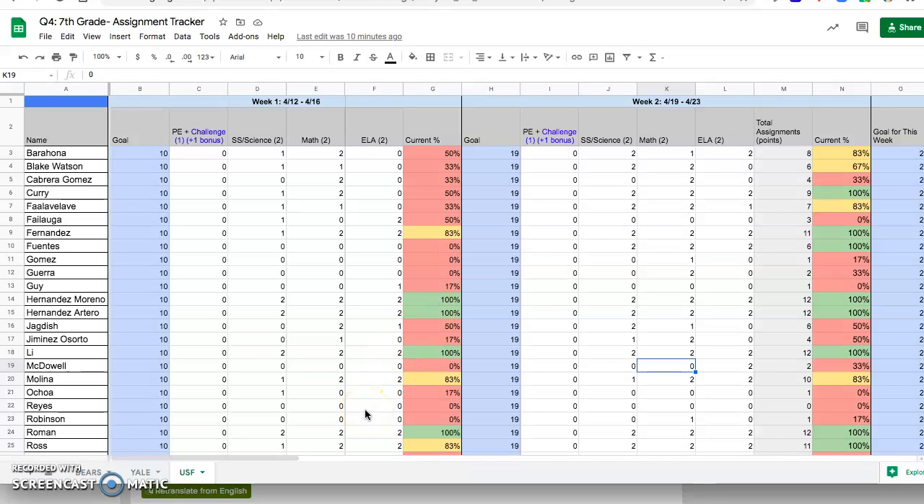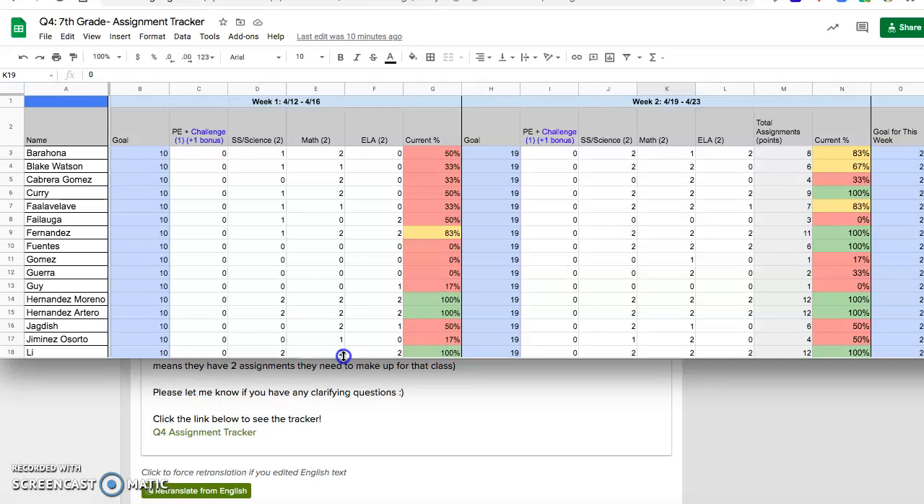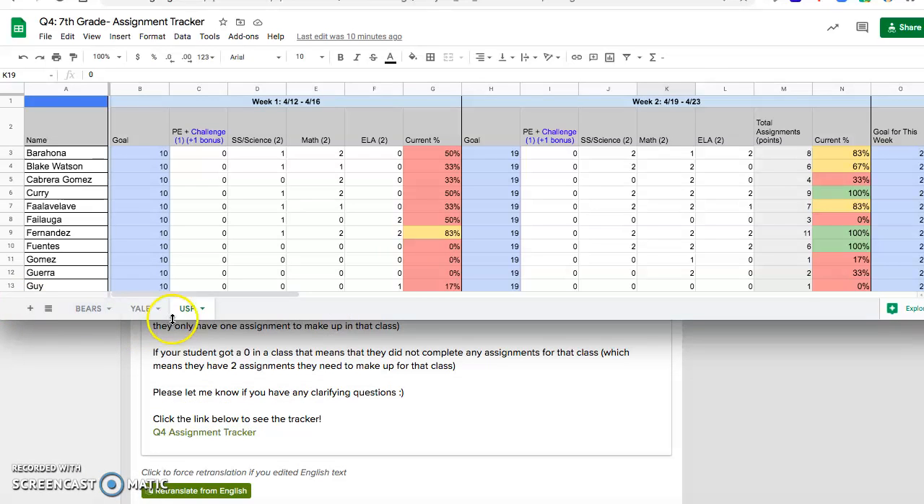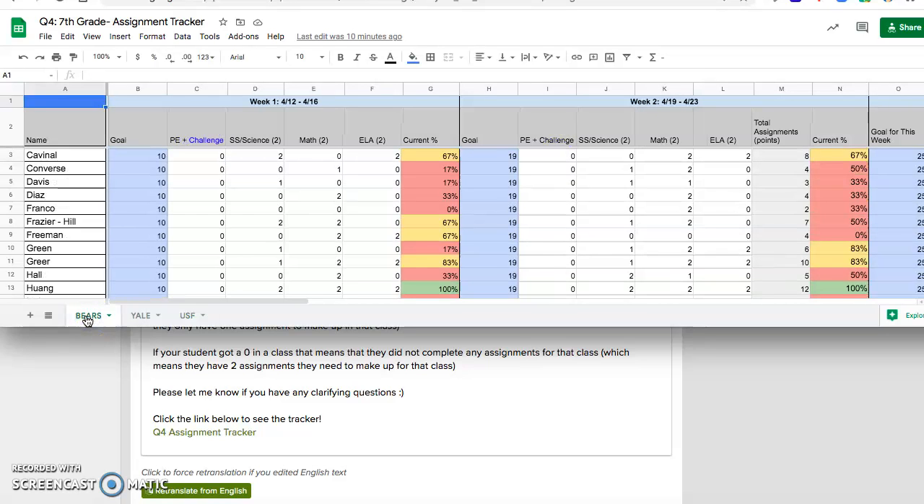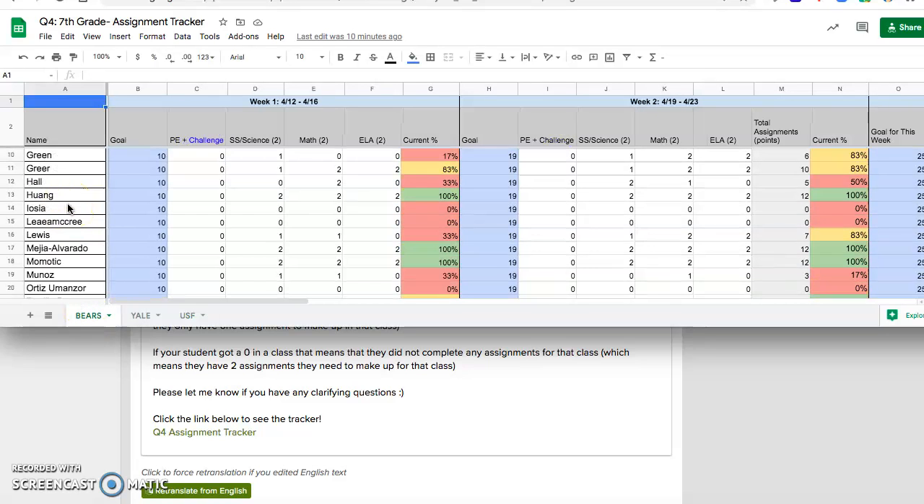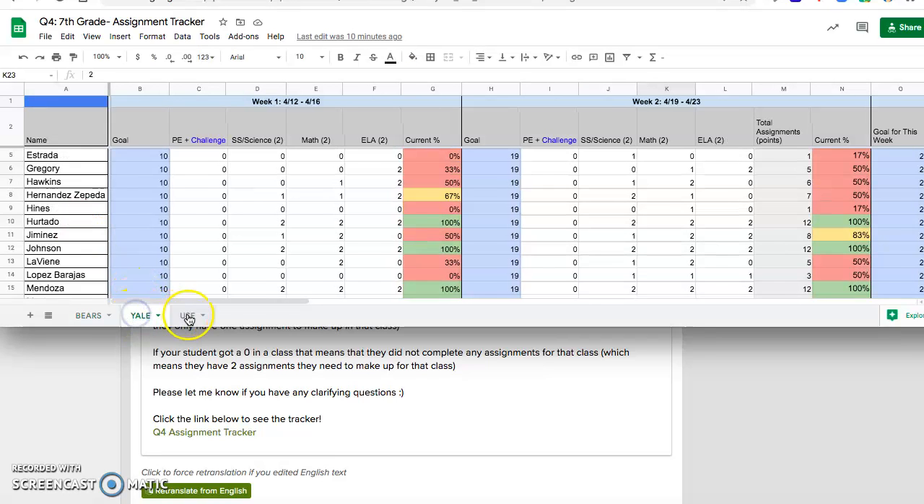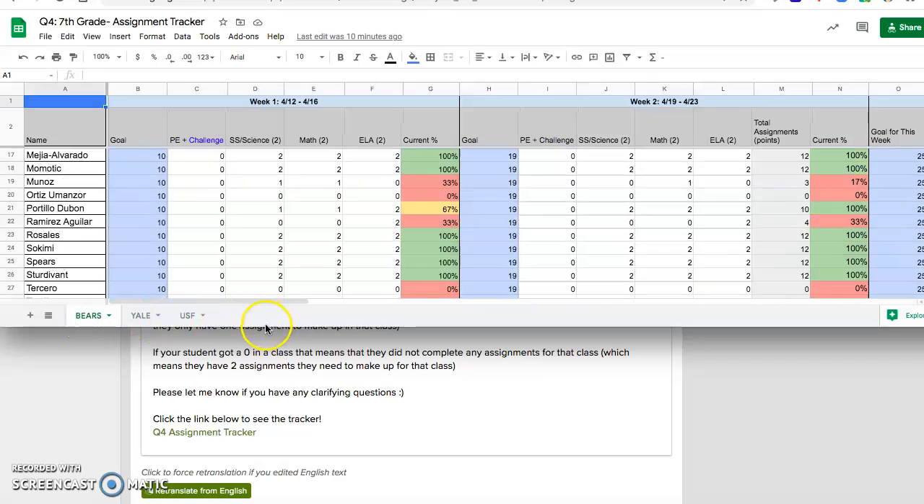So the first question that I had was, my student is not listed, or my child is not listed on this list. And the reason why you might be having this issue, and I'm going to zoom this up to the top so we can make sure you guys see it clearly, is that you have to click on your student's homeroom. So this is divided into 3 homerooms. So if your student is in Bears, you have to make sure that you click on Bears, and then you should be able to see their last name. So that's the first thing, is to make sure that you're on the correct homeroom of your student.